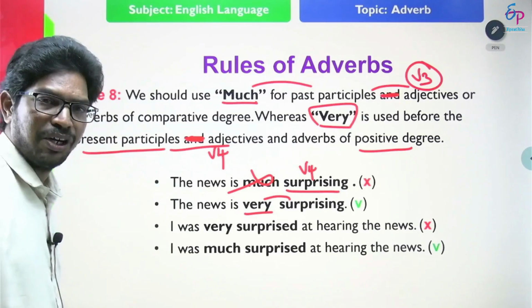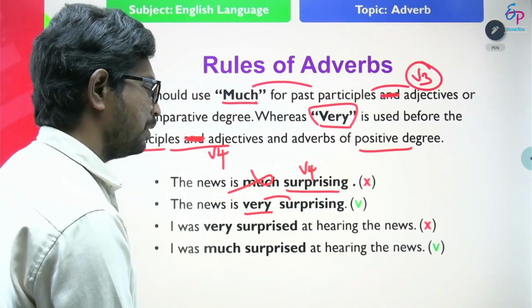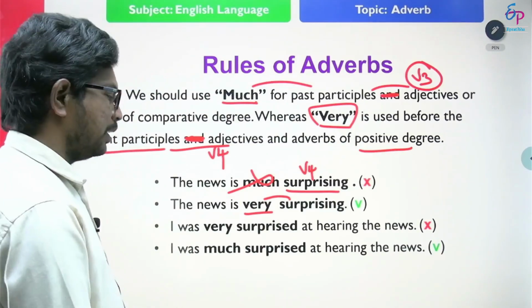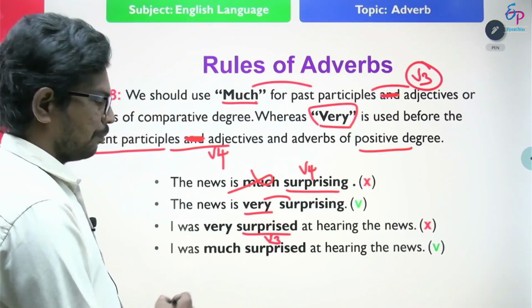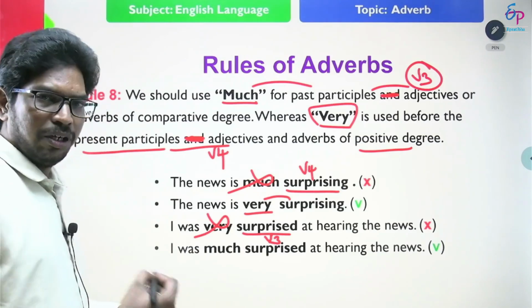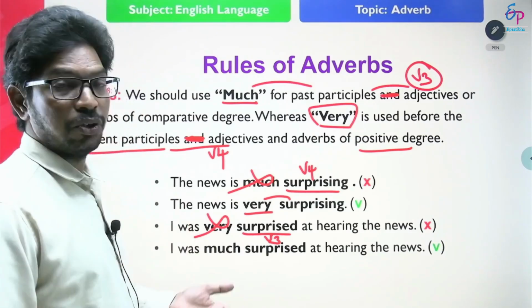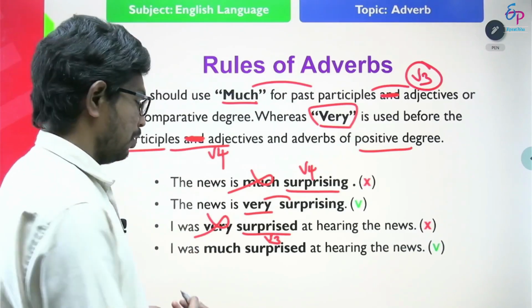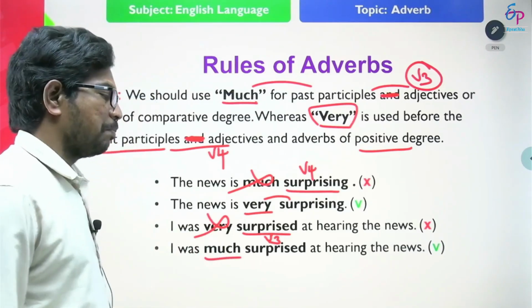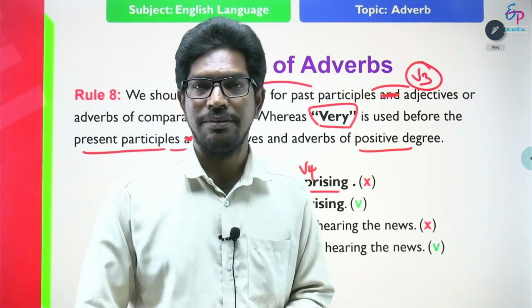Look at another example and find out the error. I was very surprised at hearing the news. So in this example, what is surprised? This is a past participle adjective, V3. So we should not use very before the V3 form, that means past participle adjectives. What is the correct one? I was much surprised at hearing the news is correct.